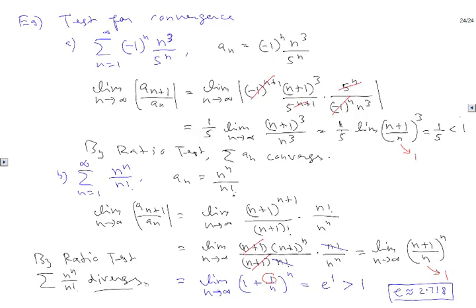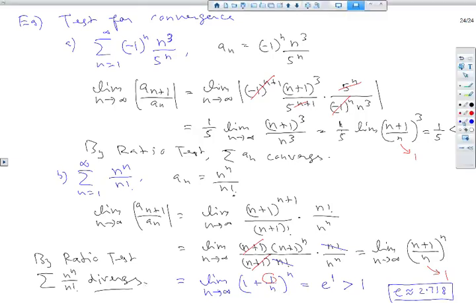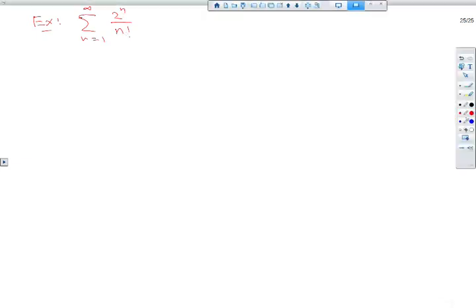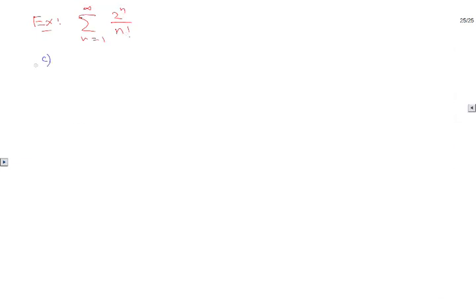We can do maybe one more just to see when the test is going to fail. So let's look at this example just to show that the test sometimes fails. Actually, before that I'm going to give you an exercise problem, so you can try this one. So this is an exercise for you: sigma n going from 1 to infinity of 2 to the n over factorial n. You can try that. So this is the third example, example number C.